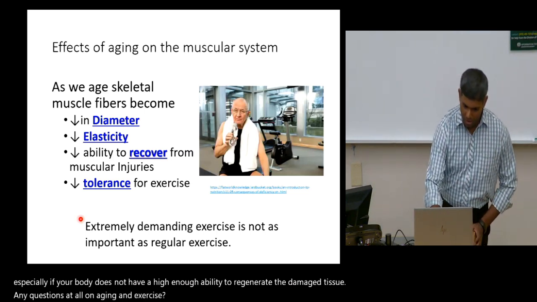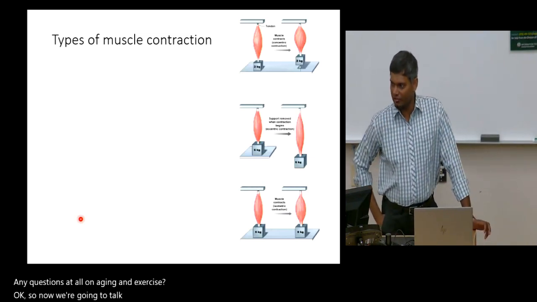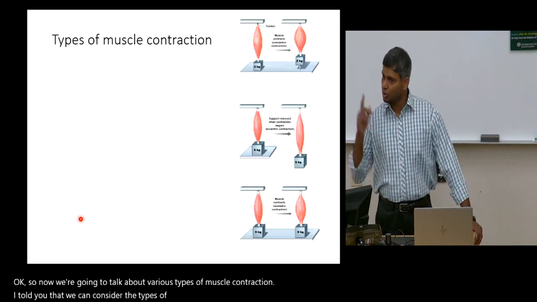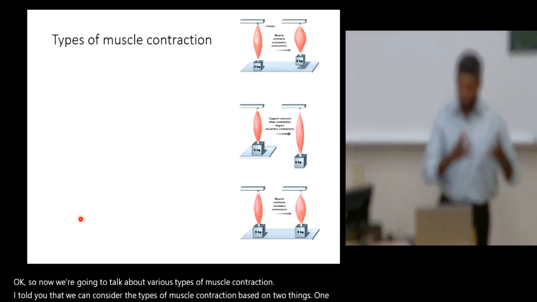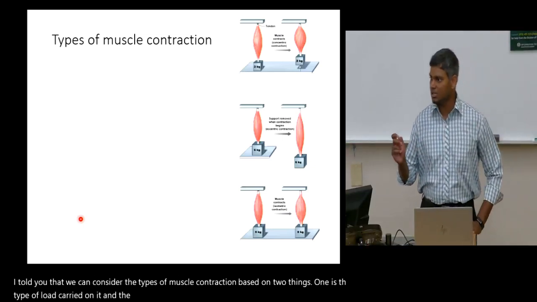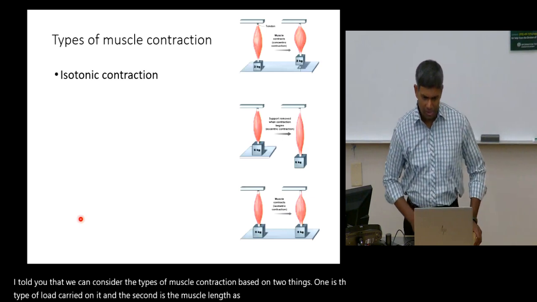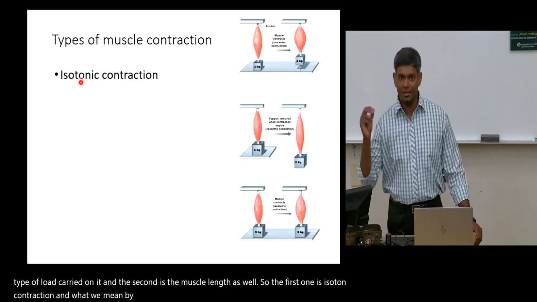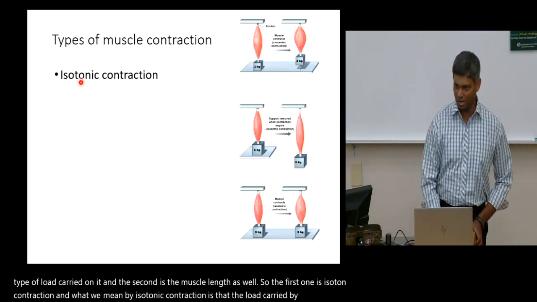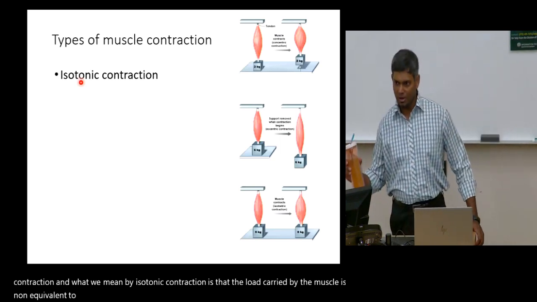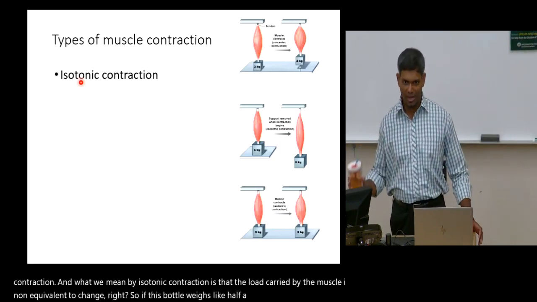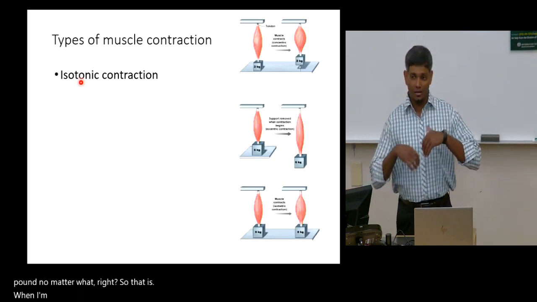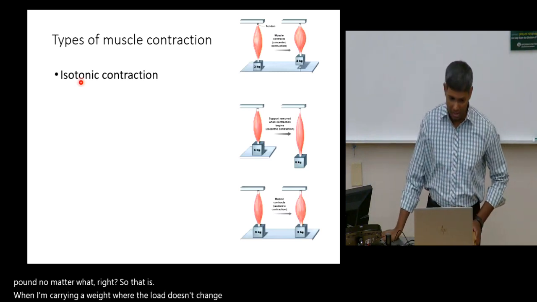Okay. Now we're going to talk about various types of muscle contraction, and I told you that we can consider the types of muscle contraction based on two things. One is the type of load carried, and the second is the muscle length. The first one is isotonic contraction, and what we mean by isotonic contraction is that the load carried by the muscle is not going to change. If this bottle weighs half a pound, it's weighing half a pound no matter what, right? So when I'm carrying a weight where the load doesn't change, that's an example of isotonic contraction.